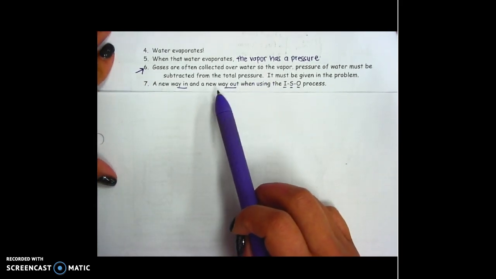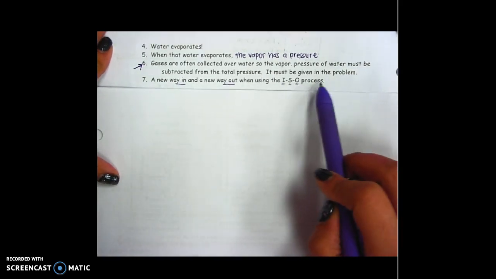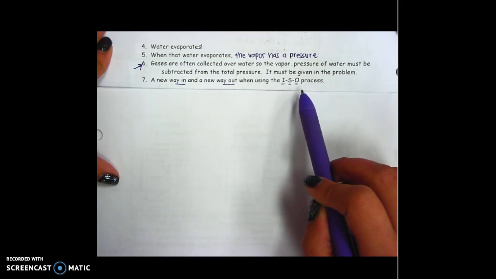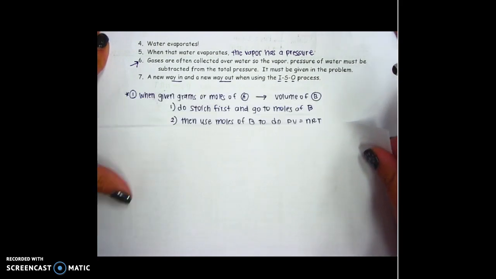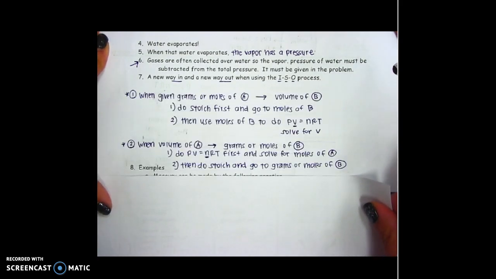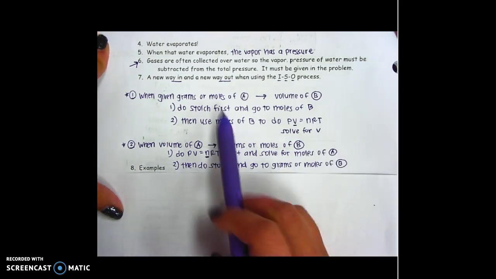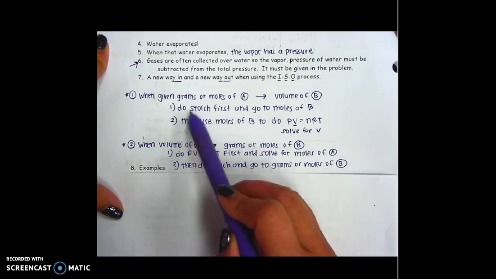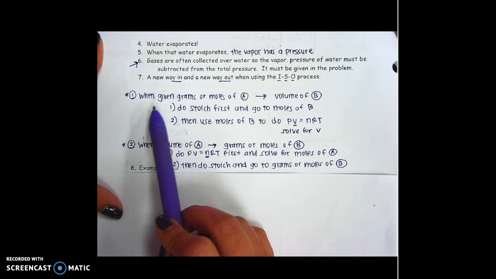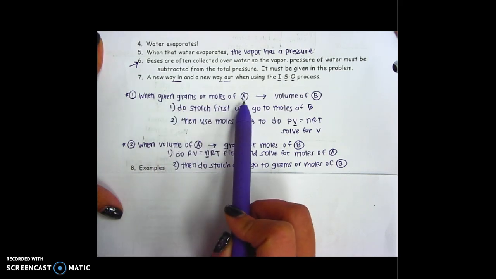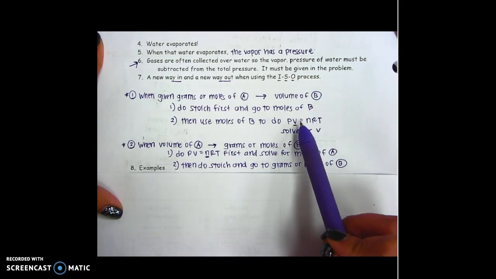Now, if you're looking at gas stoich, the in-switch-out process, you might remember the roadmap that you had a long time ago when we were doing stoichiometry. There's two parts to this. This is kind of a given: if you know this and you're trying to go to that, these are the two steps you're going to take. And the same thing is true on the bottom. When you're given grams or moles of some compound, and they want you to figure out the volume of B, these are the two steps in the order that you're going to take.